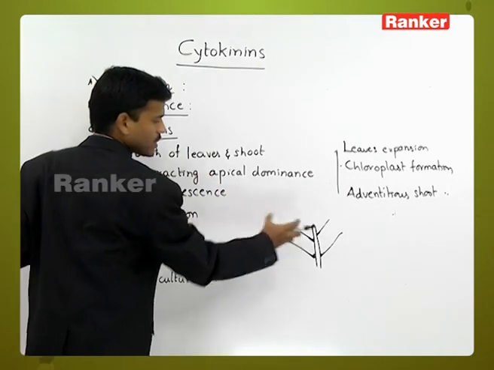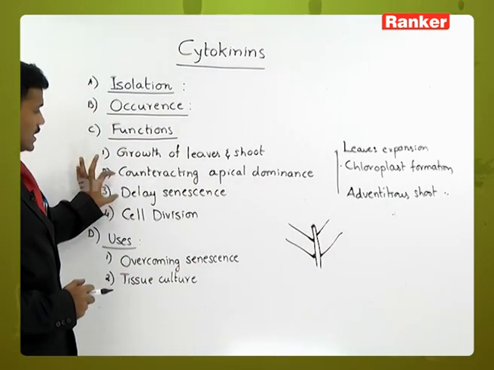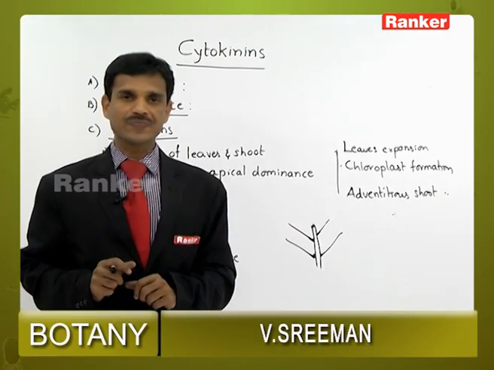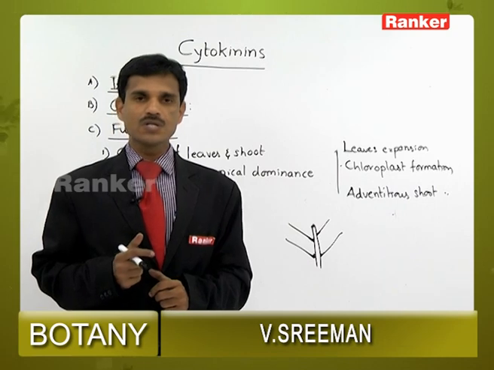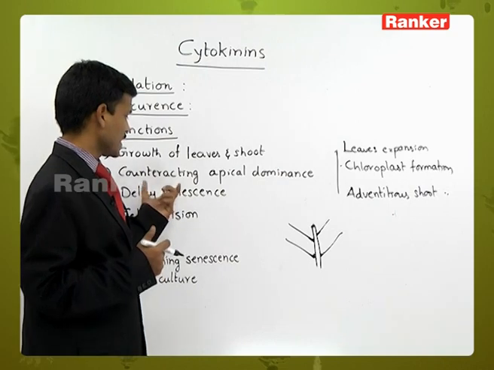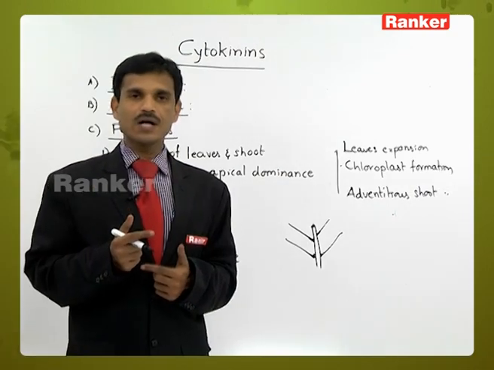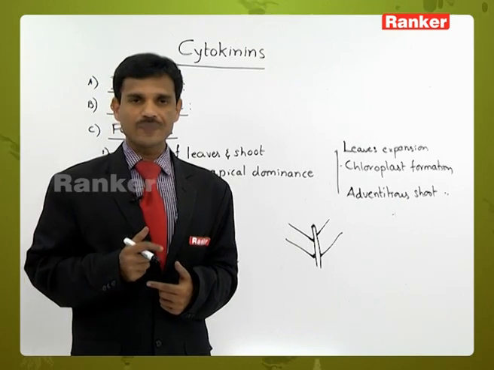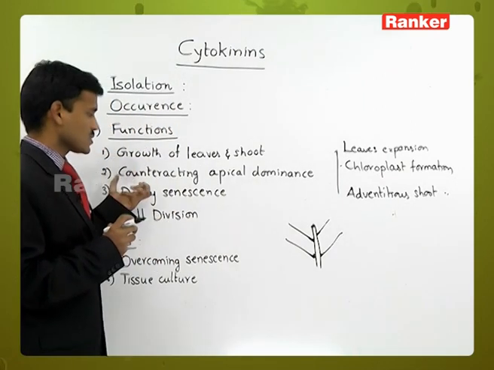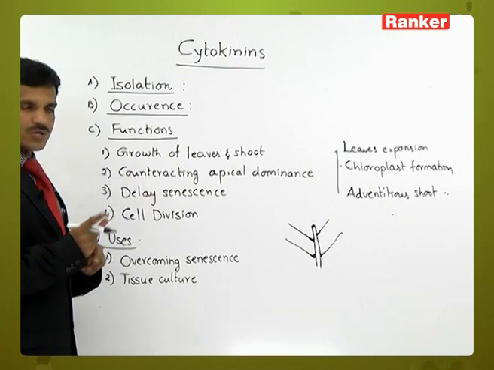The plant becomes bushy. Next, the third one is delayed senescence. So what is senescence? It is the aging process, old age. Here the aging process is delayed. In the aging process, the chlorophyll pigments break down and the leaves turn yellow. After some time, the leaves, flowers and fruits fall off. With cytokinins, senescence is delayed, the aging process is delayed.